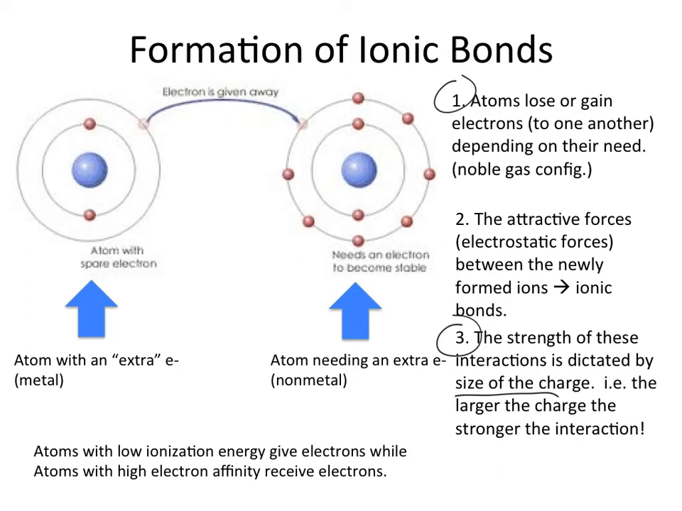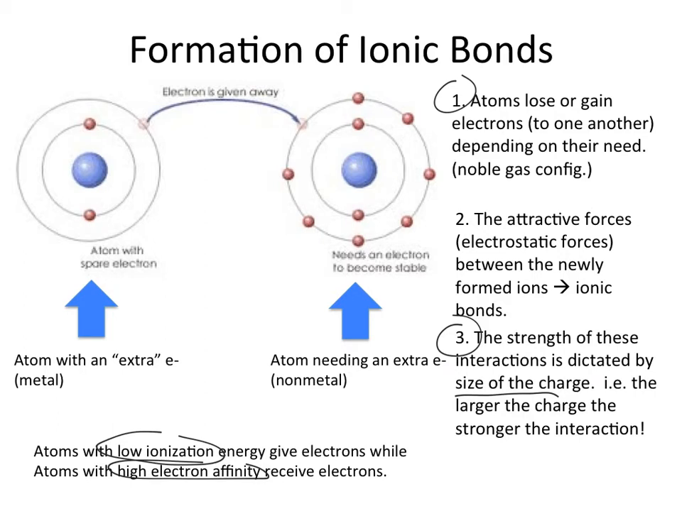Another way to look at this type of bond formation is to look at it with respect to ionization energies and electron affinities. Atoms that have low ionization energies, which are typically metals, are going to be those that want to give away electrons. And atoms with high electron affinity are going to be the ones that accept those electrons from those metals. So basically, we're going to be forming ionic bonds when you have an element that wants to give up an electron in order to be like its nearest noble gas, and one that wants to accept it.